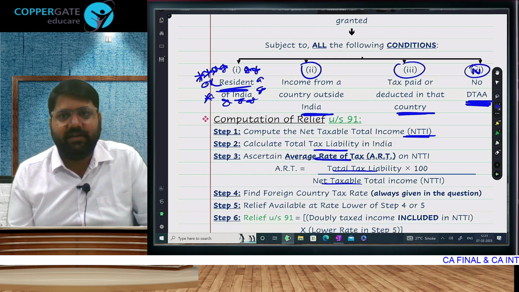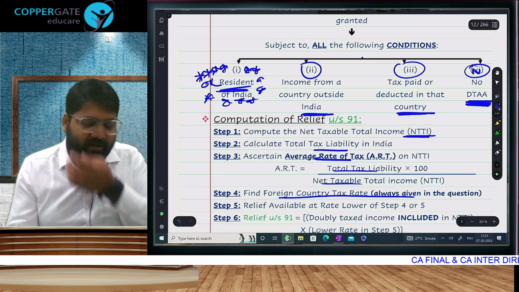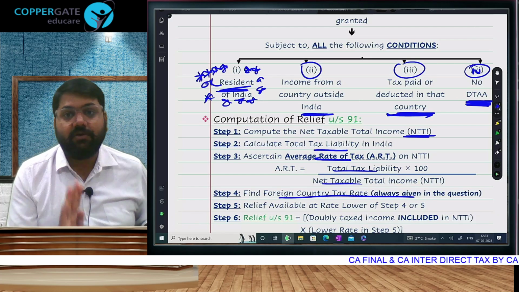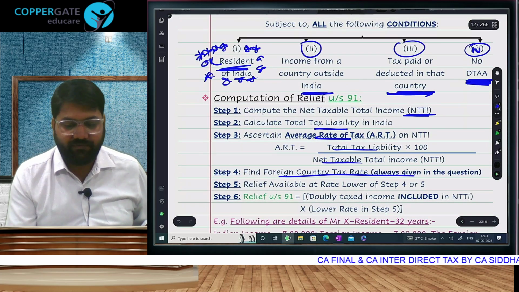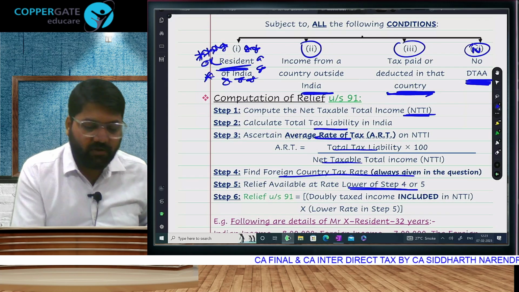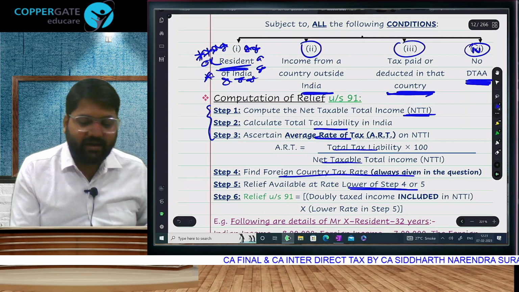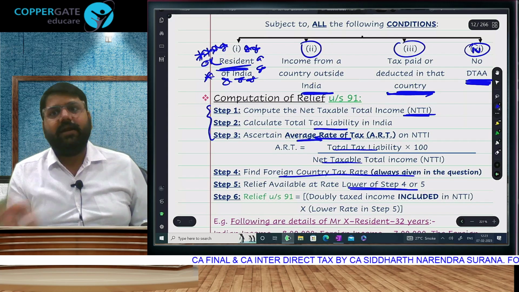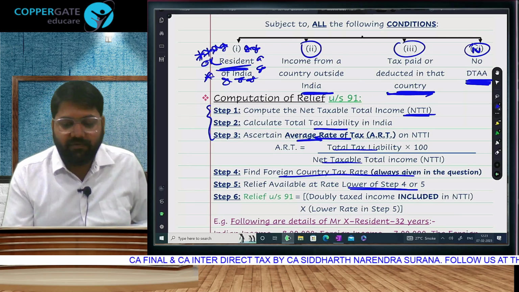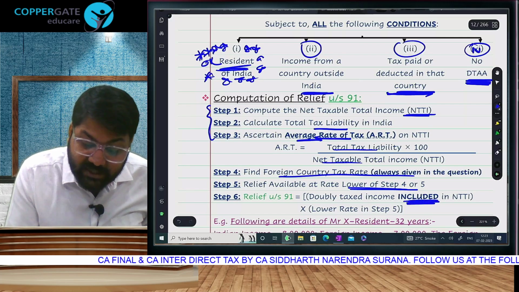What is the average Indian tax rate and what is the foreign tax rate? At what rate have you paid tax in the foreign country? The Government of India will be giving you relief at the Indian rate or the foreign rate, whichever is lower. The Indian rate, how will you find out? Total income, total tax and average rate. Indian rate or foreign rate, whichever is lower. And finally, we will give you relief on the doubly taxed income that is included.